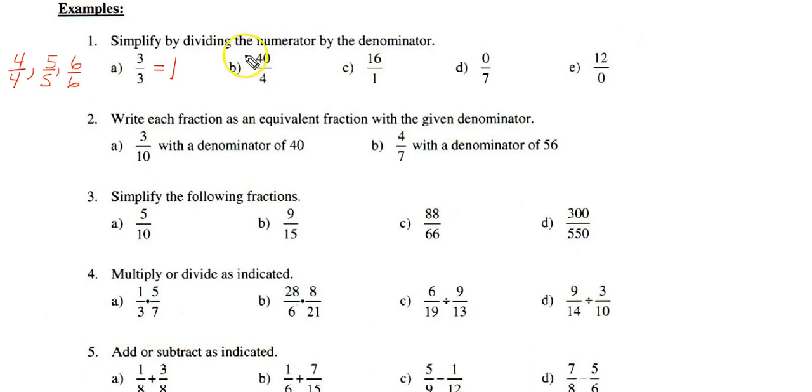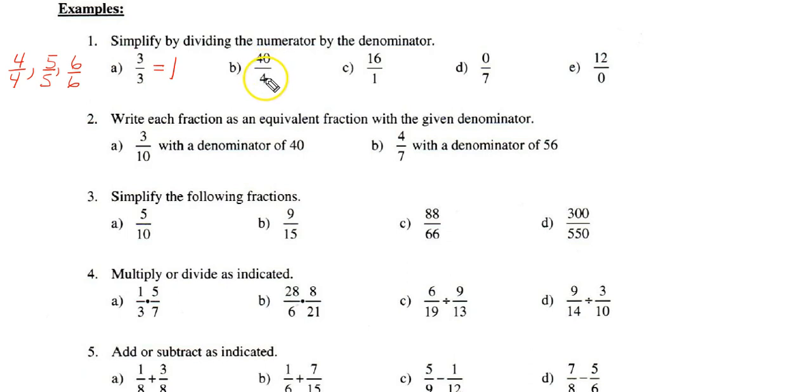All right, now, when the numerator is larger than the denominator, we say that is an improper fraction. Now, if the denominator is the same as the numerator, then that is a proper fraction. Or if the numerator is smaller, that is a proper fraction.